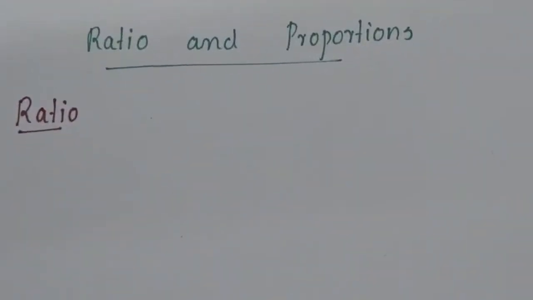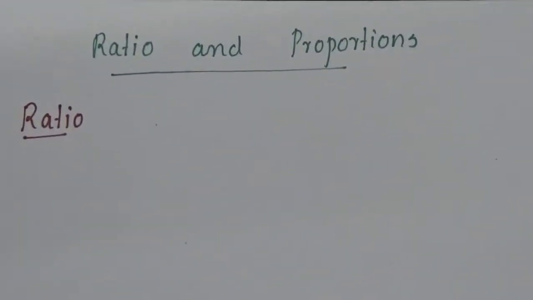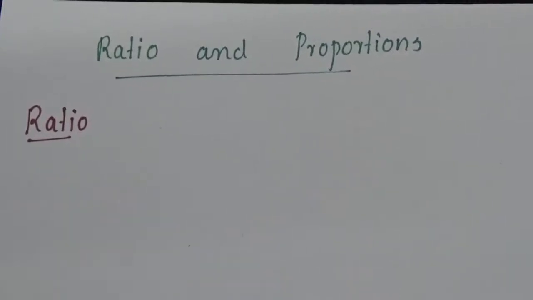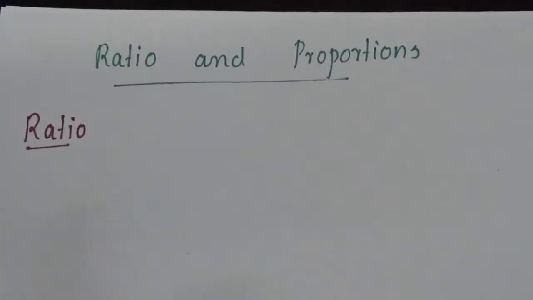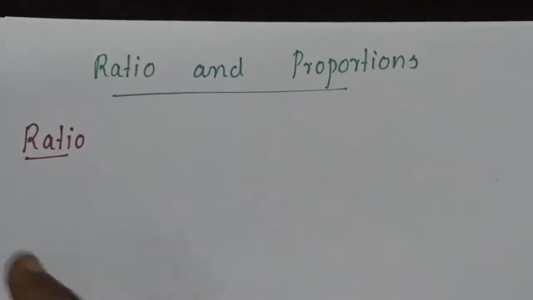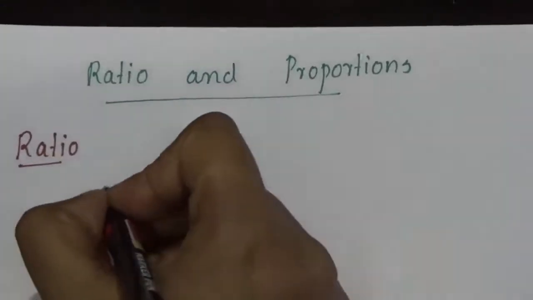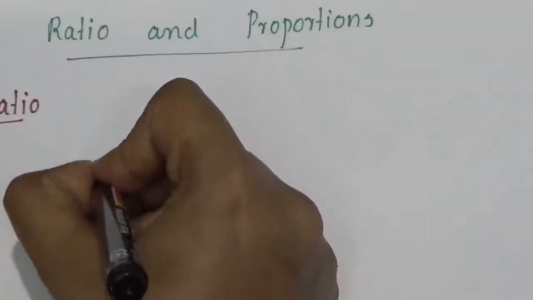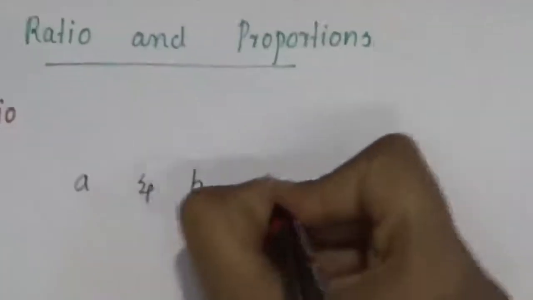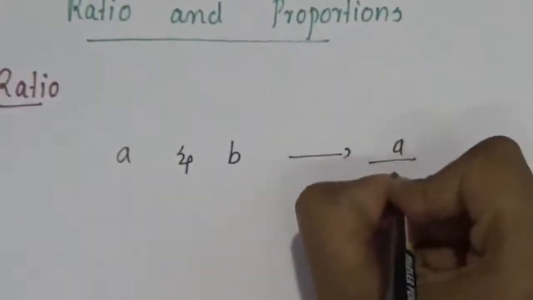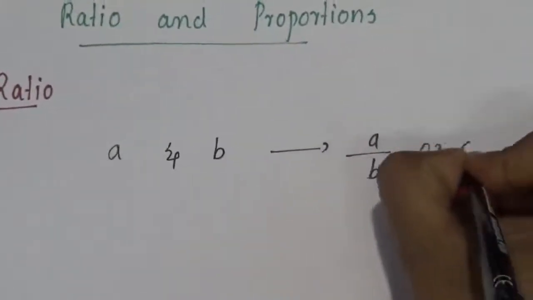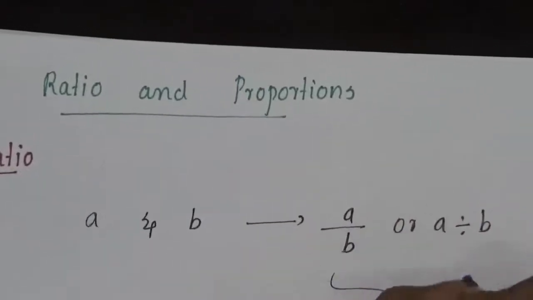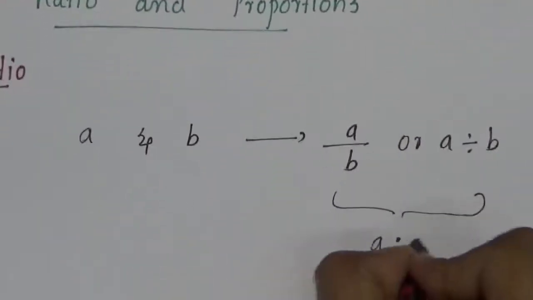Ratio and proportions. So first one is ratio. What is ratio? Ratio is the relation existing between any two quantities of the same kind. Suppose the two quantities A and B. So if the ratio of two quantities A and B of the same kind is A by B, this can be written as A divided by B, and it is denoted by A is to B.